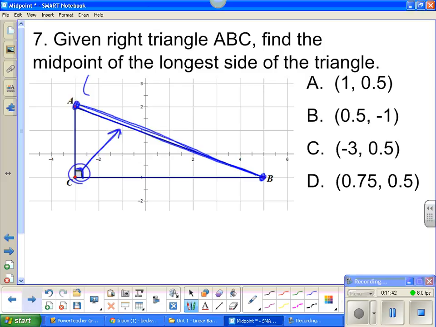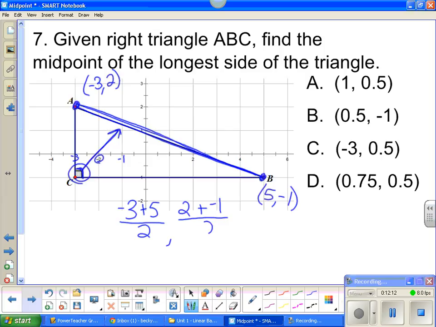So let's see, this is a negative 1, there's negative 2, so this is negative 3, and it looks like it's up 2 blocks. And then if I look over here at B, remember x comes first, it looks like it goes right 5, and then it comes down negative 1. So now I'm going to take my x's and add them, so negative 3 plus 5 over 2, and 2 plus a negative 1 over 2.